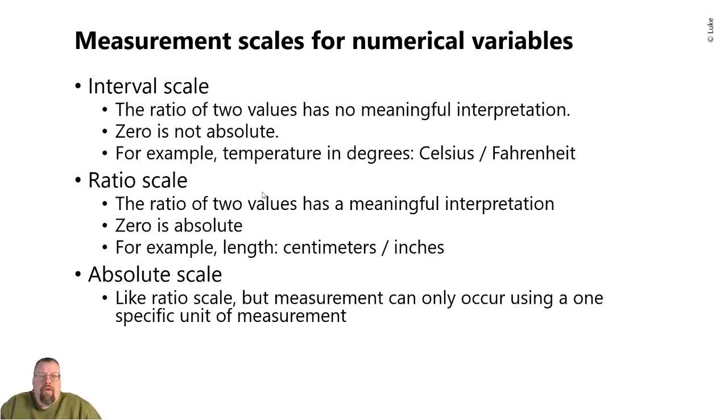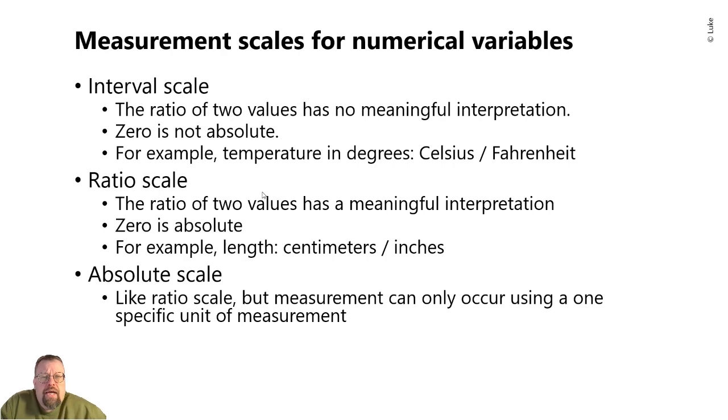Then, also for the numeric variables, there's different measurement scales. There's, first of all, the interval scale, where the ratio of two values has no meaningful interpretation and zero is not absolute. So, for example, temperature in degrees can use different methods, Celsius and Fahrenheit, and if you have, let's say, 20 Celsius and you have 10 Celsius, you cannot say that 20 is two times warmer than 10. So the ratio has no meaningful interpretation.